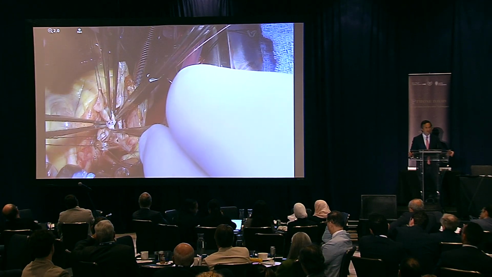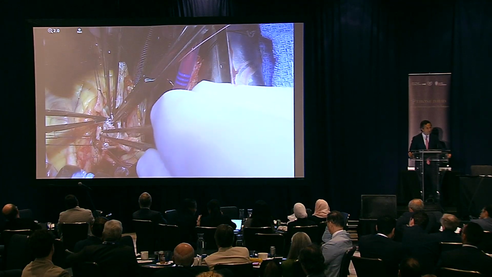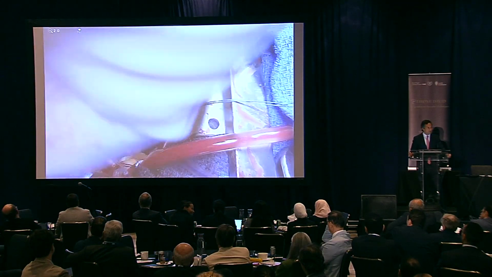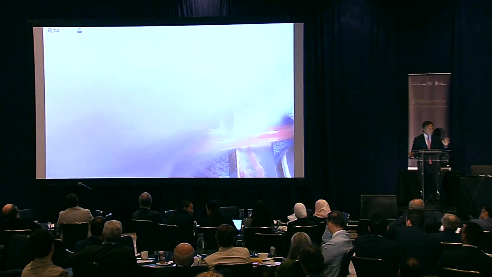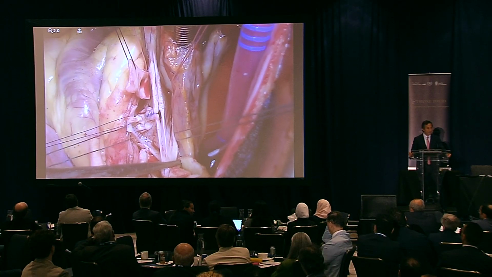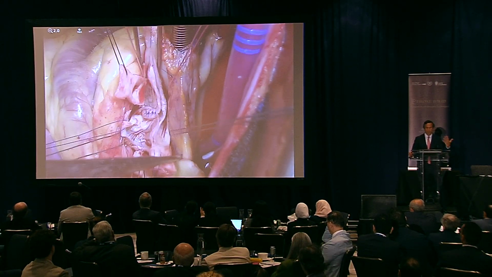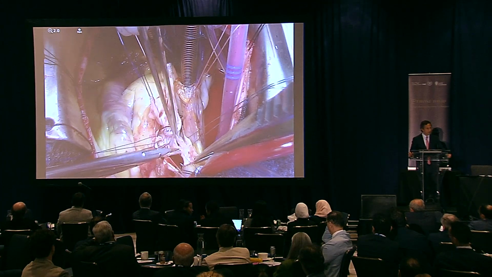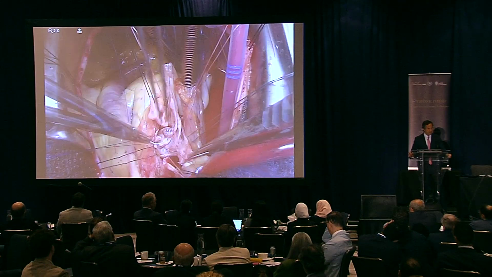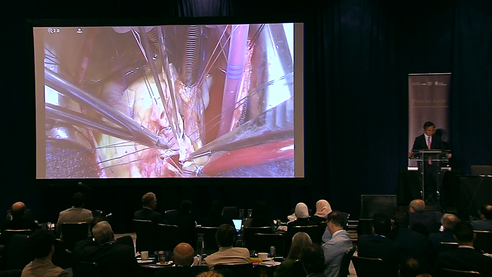So you remodel the free edge of the fused cusp by putting iterative 5-0 Prolene sutures in the middle of the leaflet, never towards the commissures because that's the area of highest stress. So stay in the middle of the leaflet because that's the non-load bearing part of the aortic valve. In diastole, this part really is not seeing any pressure.